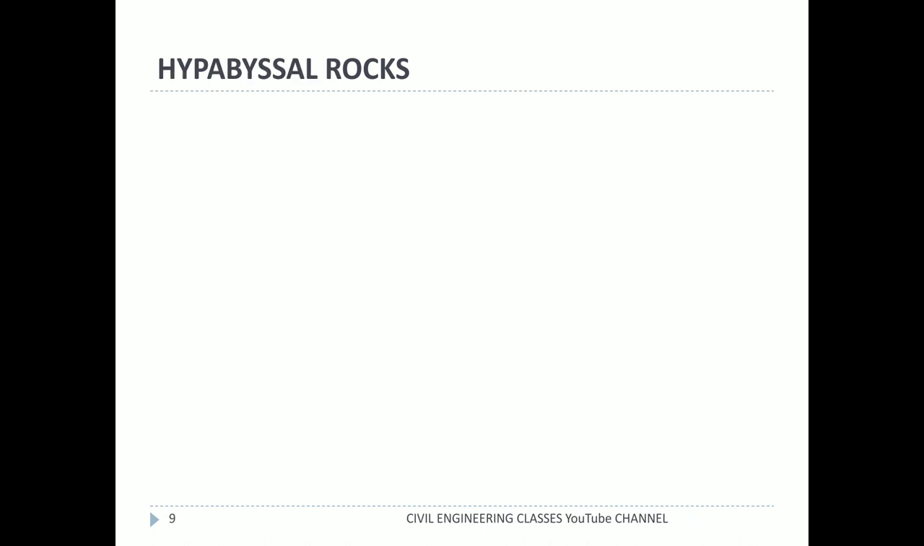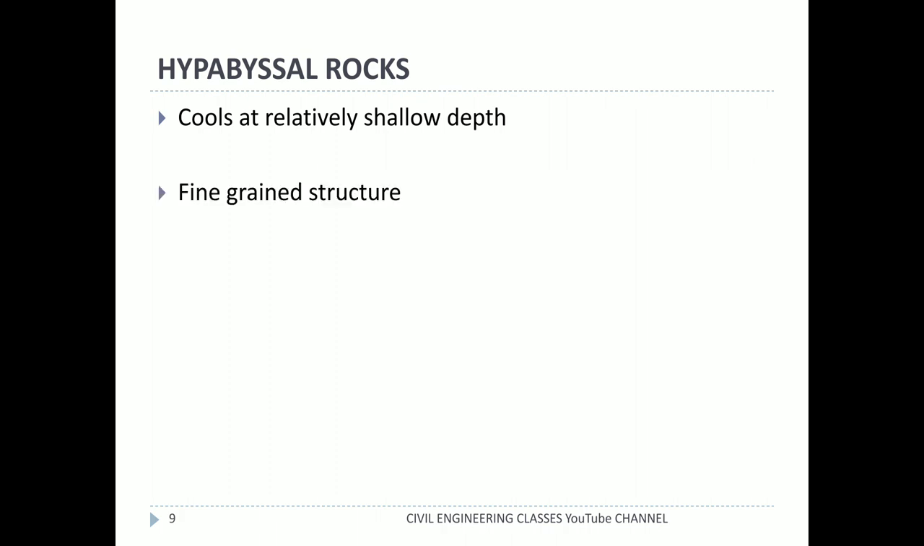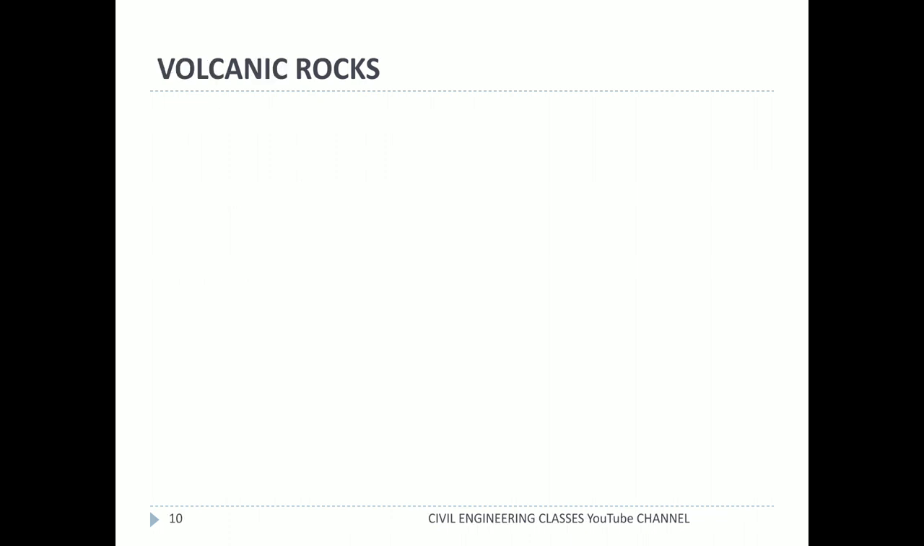Next type of igneous rocks is hypabyssal rocks. These are formed due to the cooling of magma at a relatively shallower depth from the earth's surface. The cooling is somewhat quicker than that of the plutonic rocks, so they will possess a finely grained crystalline structure. Example is dolerite. Next one is volcanic rocks.